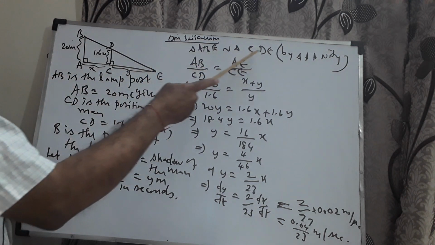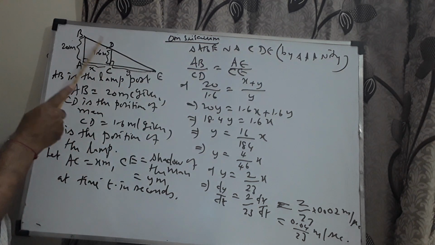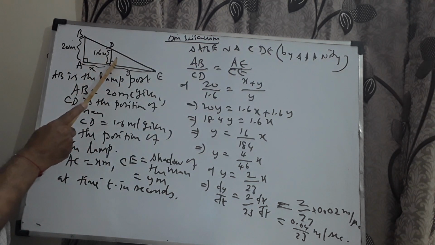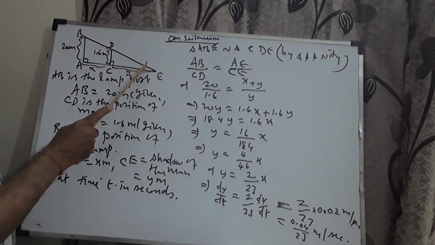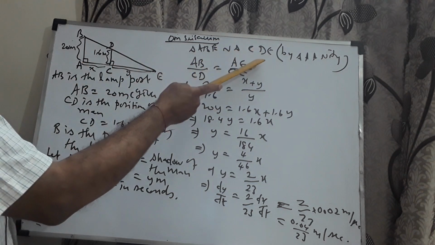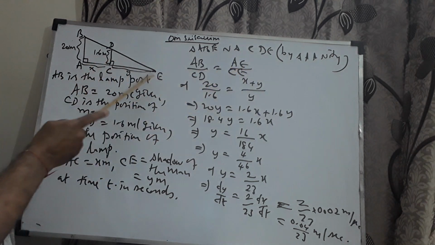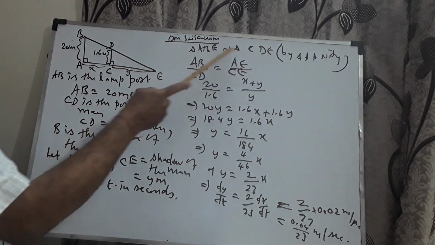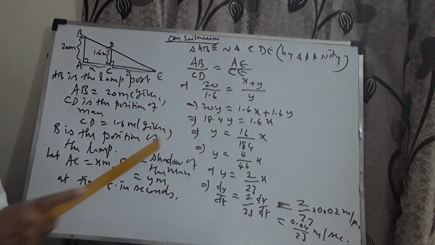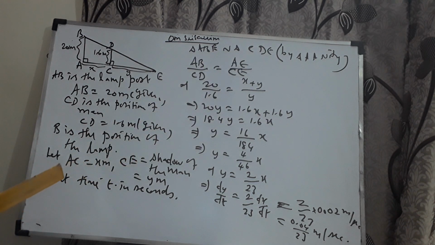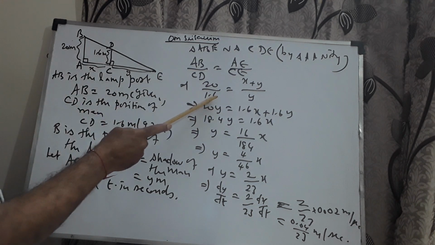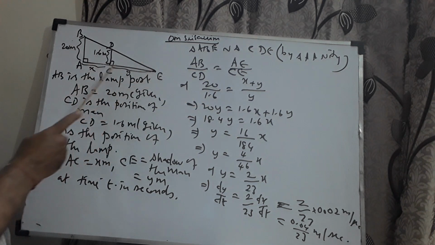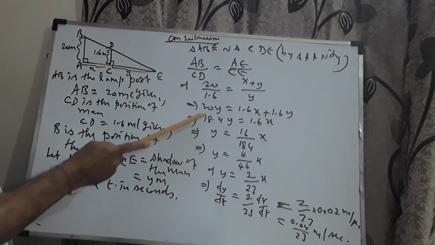Triangle ABE is similar to triangle CDE. A and C are corresponding angles, each equal to 90 degrees. E is the common angle. I am not going to use the hypotenuses, I am going to use the other sides. AB by CD will be equal to AE by CE. In similar triangles, corresponding sides are proportional, you know very well. So 20 upon 1.6 is equal to AE, which is x plus y, by y.